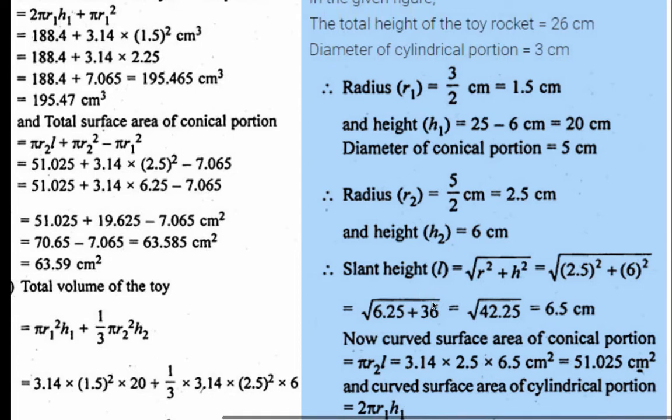What are we supposed to do? We are supposed to paint the conical portion. Now to paint it, obviously from outside you paint it. So pi r L is the formula, pi 2 3.14.